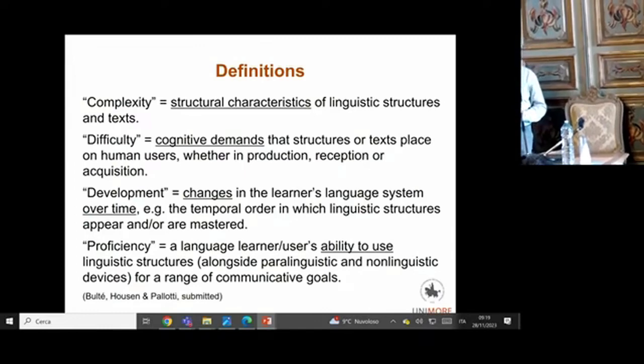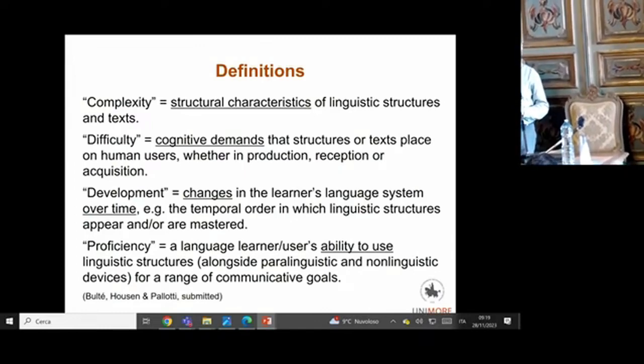Development are the changes over time of these linguistic systems. Okay, so development has a temporal dimension in it. Whereas complexity doesn't, and difficulty doesn't either. Whereas development has to do with time, so what changes over time. And finally, proficiency, which is sometimes used in relationship to complexity, as we saw in one of the talks yesterday about language testing, for example. So defining proficiency sometimes involved using the term complexity.